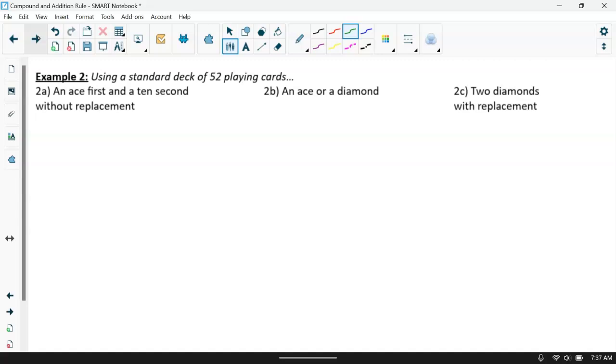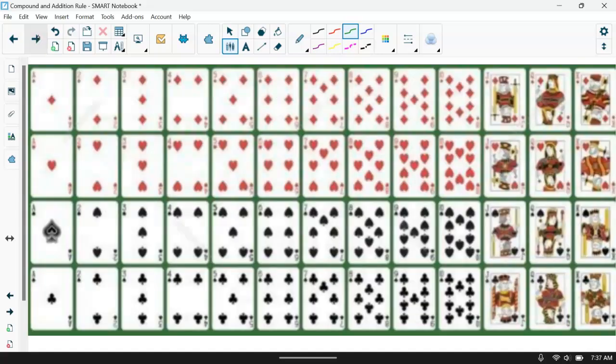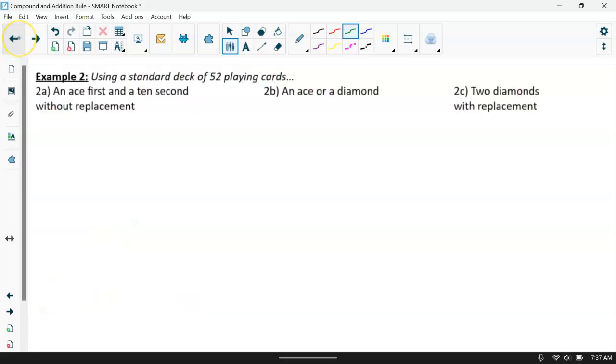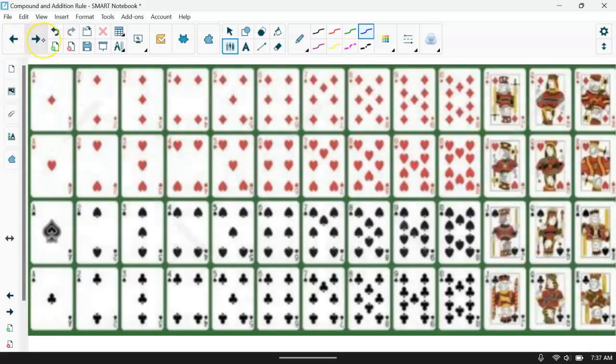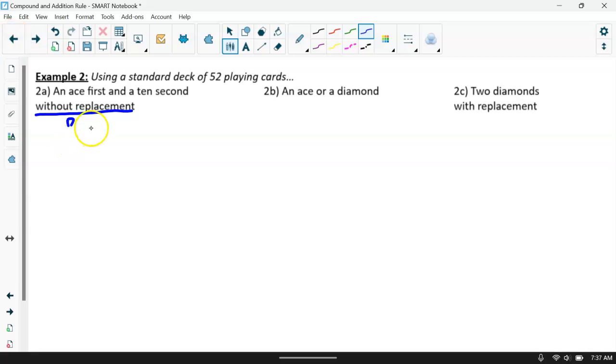So here, using a deck of cards, and I'll go to a visual just in case you need the visual of a deck of cards. What's the probability of getting an ace first and a 10 second without replacement? So again, we're back to dependent. Let's see, how are we going to set this up? What's the probability of getting an ace first? So how many aces are there? 4, right? There's 4 of each kind. So 4 out of the 52.